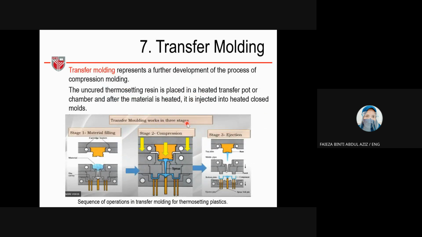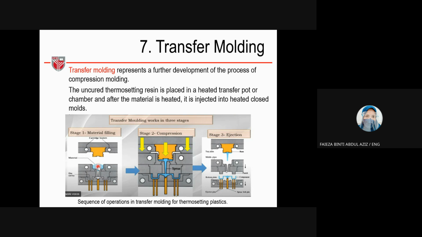Next is transfer molding. Transfer molding represents a further development of the process of compression molding. Okay, so this is the transfer molding. The uncured thermosetting resin is placed in a heated transfer pot or chamber here. And after the material is heated, it is injected into a heated closed mold. So this is the closed mold. Okay, and then we inject here.